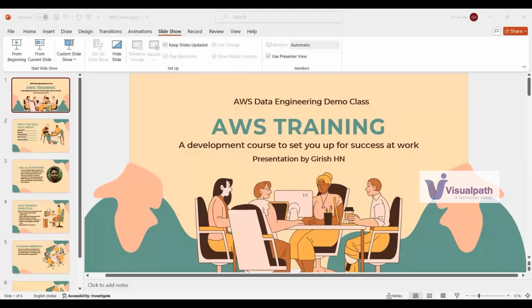Once that is done, we'll move on to the next stages, where we'll try to explore what kind of roles you can transition into, because every individual will have their own expertise, and every individual will have their own targets.